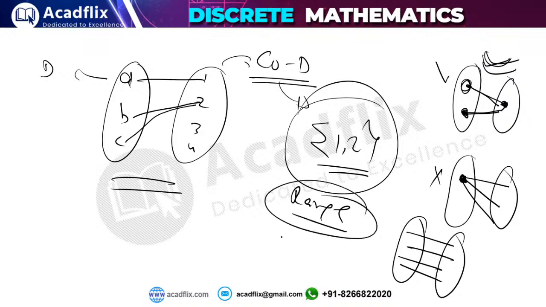What is the definition of range? Range is the subset of the codomain such that those elements have a pre-image. So 1 has a pre-image, 2 has a pre-image. So this is the range. This is the definition of range.